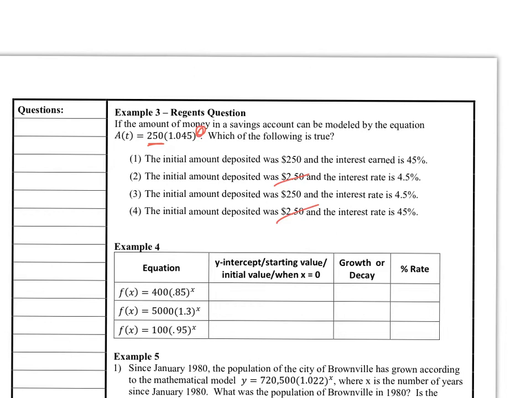So what is the interest rate that we're going to have here? Is it 45, 4.5? Which one are we going to go with? Well, we have to do 1.045 minus the 1, and that's going to give us 0.045. We take that number now and multiply it by 100, and it gives us 4.5%. Okay, so we have an interest rate of 4.5%. That's how much we are earning out of it. So we're going to go with choice 3.